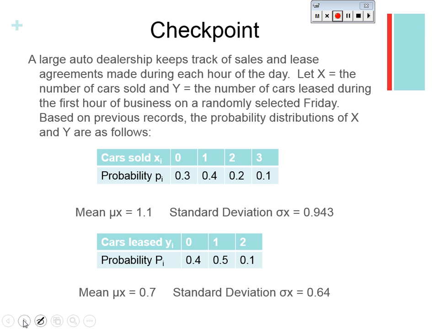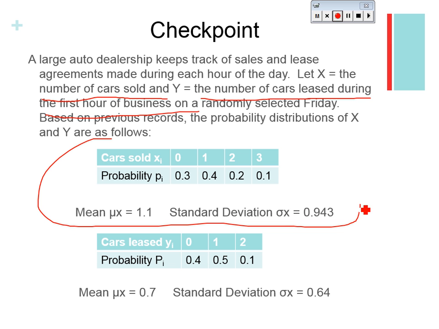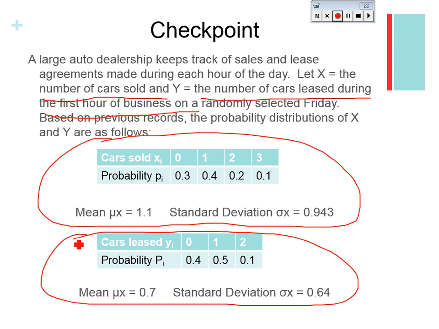So with that, sort of a different kind of question here, but sort of a similar backdrop. And the question here says, a large auto dealership keeps track of sales and lease agreements made during each hour of the day. And we did a similar example to this in the previous lesson. Let X equal the number of cars that are sold, and Y the number of cars that are leased during the first hour of business on a randomly selected Friday. So here is the data for the amount of cars that are sold. Here's the data for the amount of cars that are leased.